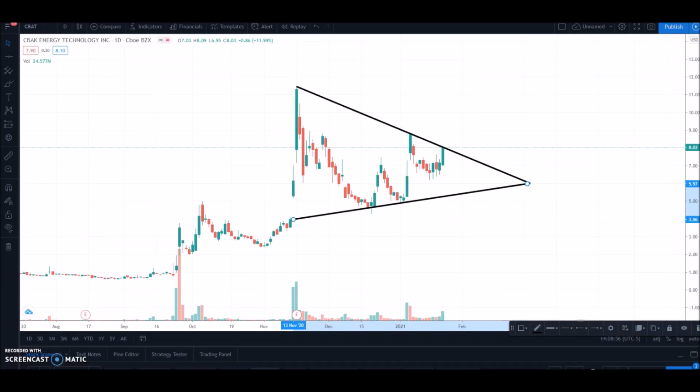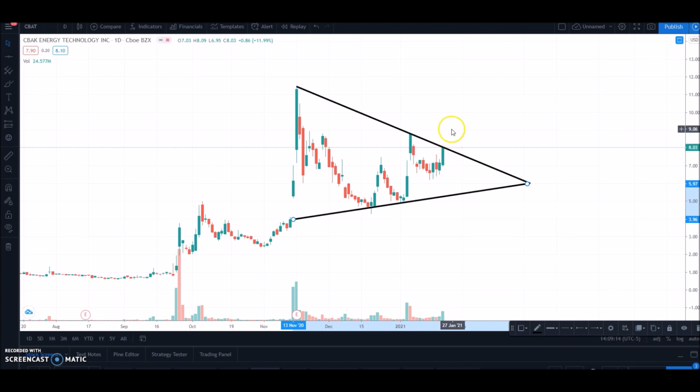Anyway, let's look at the daily chart, and again this is a bull flag pattern. You can see we went up, then formed that flag, and we are about to break out. We also had a similar thing before, and we did not break out. Now again we are here.